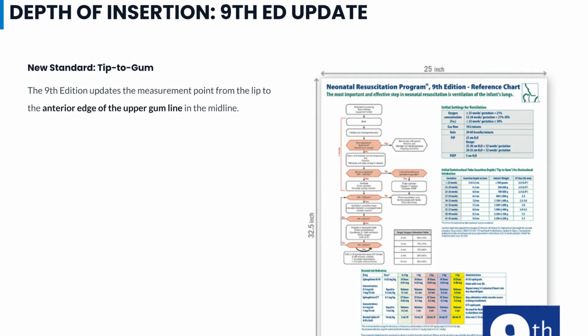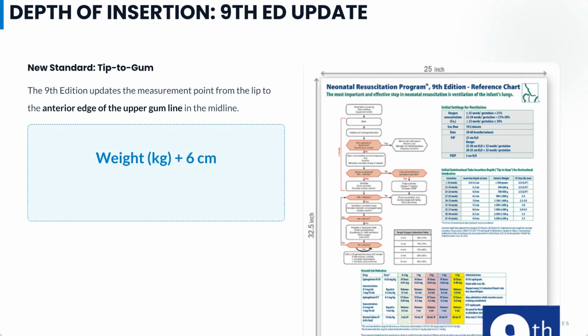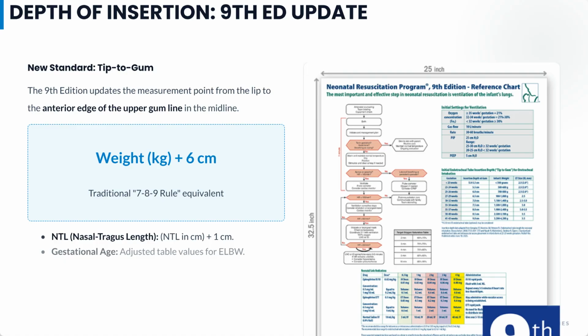The 9th edition updates the depth of insertion to the tip-to-gum measurement point. The new standard for oral intubation is weight in kilograms plus 6 centimeters. This is the equivalent of the traditional, quote, 7-8-9 rule. Other methods are the nasal tragus length plus 1 centimeter and gestational age charts for ELBW infants.